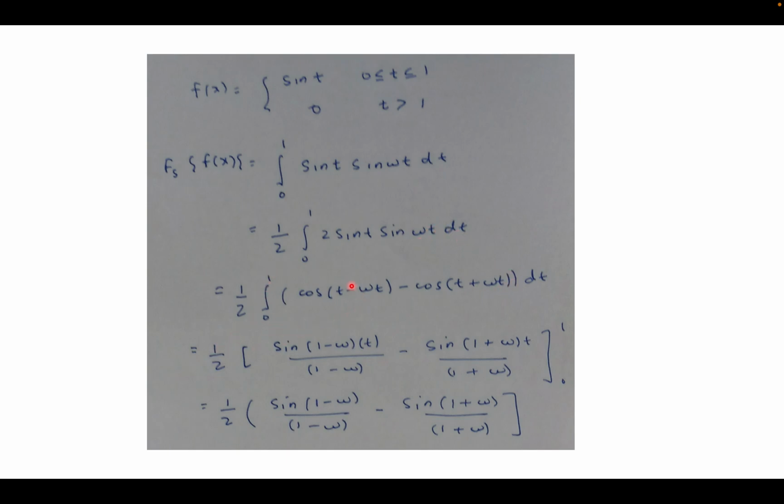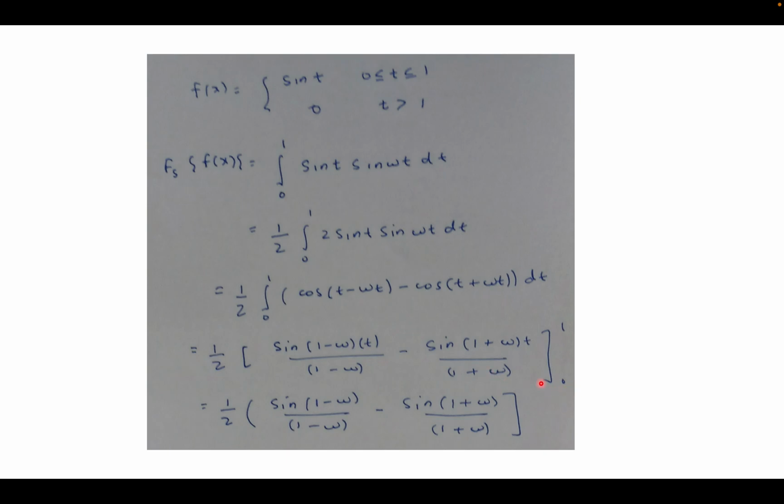Now the integration of cos((1 minus omega)t) will be sin((1 minus omega)t) upon (1 minus omega). Similarly here you have minus sin((1 plus omega)t) upon (1 plus omega). So here I am just doing the normal integration of the cos function, and then you put the limits from 0 to 1. Now when you put t equal to 1, you have sin(1 minus omega) upon (1 minus omega), and here you will have sin(1 plus omega) upon (1 plus omega).